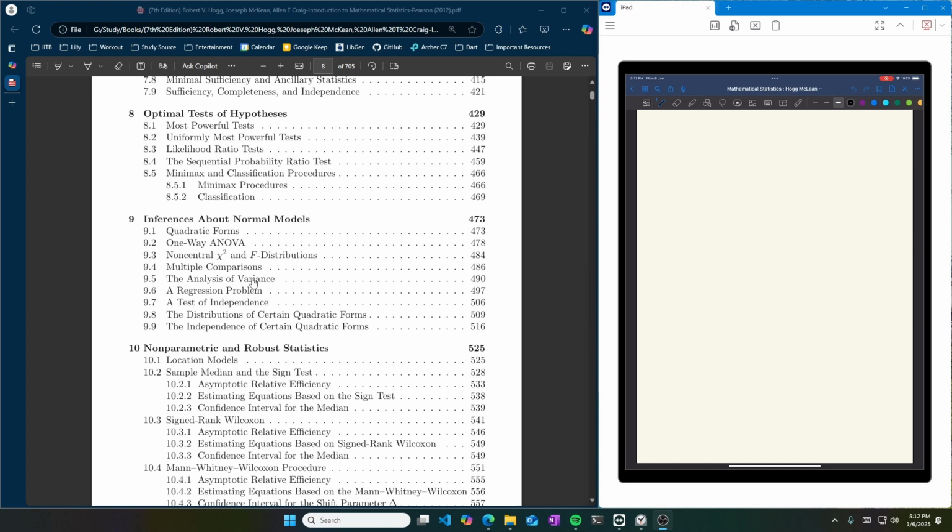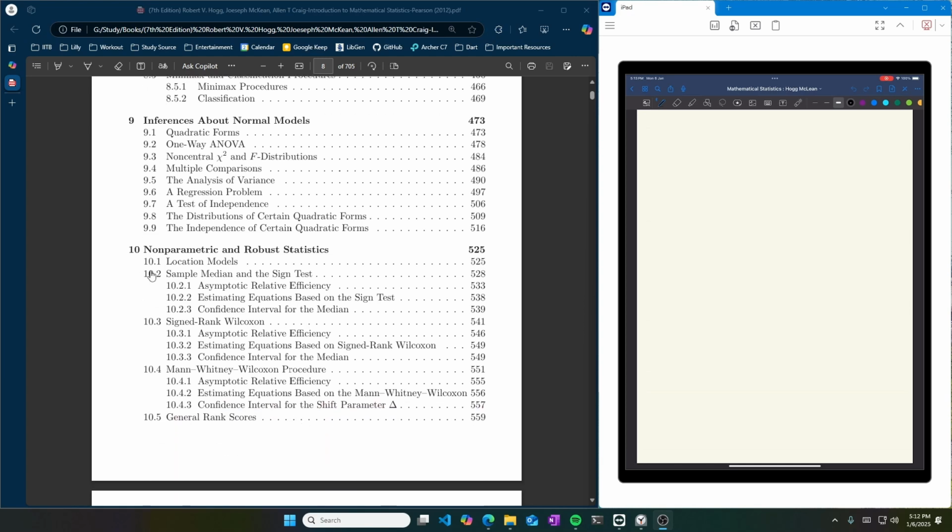We'll probably touch very briefly over that. It's a whole other section in itself. Regression problem, test of independence, distribution of certain quadratic forms. Okay, non-parametric and robust statistics.